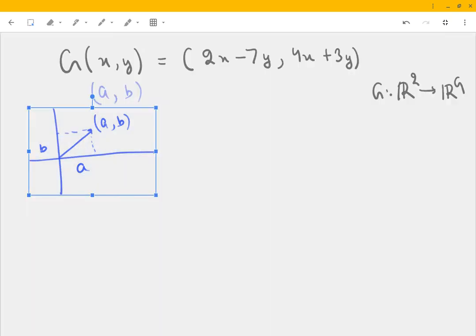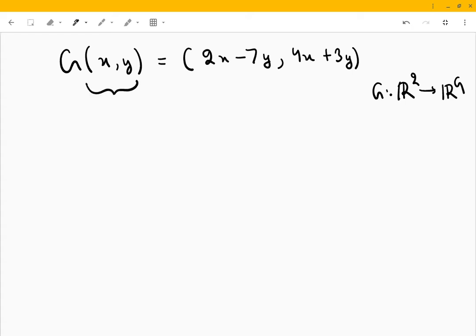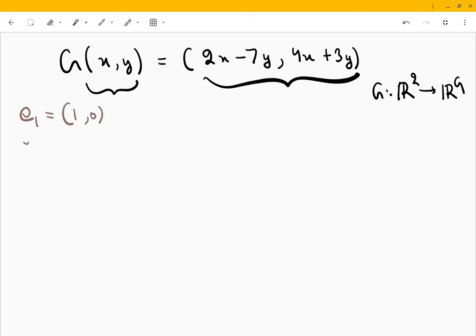So what linear transformations do is, it's too simple. What it is doing is that I have a vector x comma y, and it transforms it into this thing. As an initial step, let's take the general basis represented as E1, which is 1 comma 0, and E2, which is 0 comma 1. These are the general basis for a two-dimensional vector space.